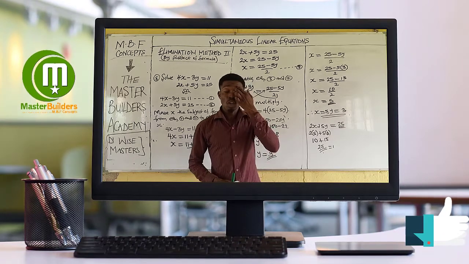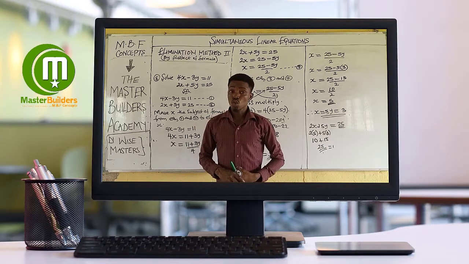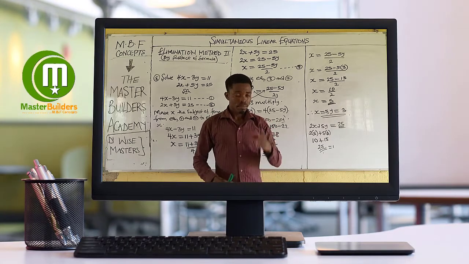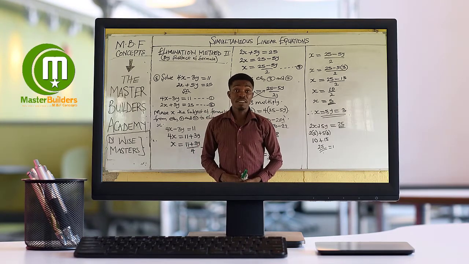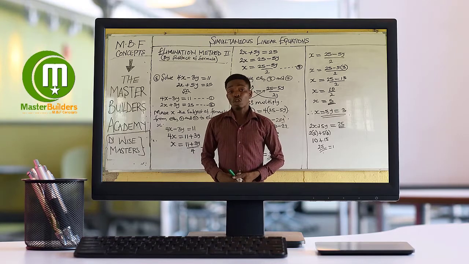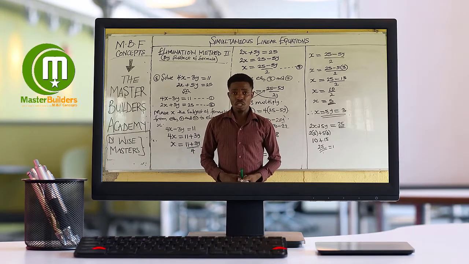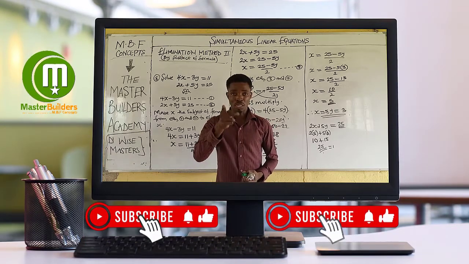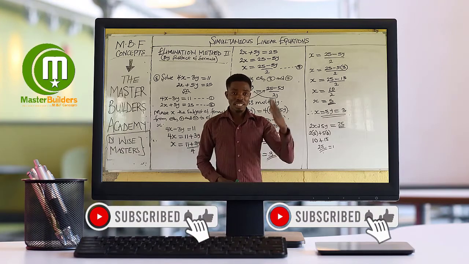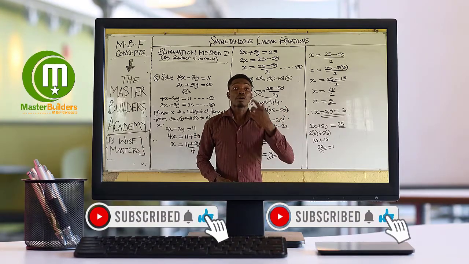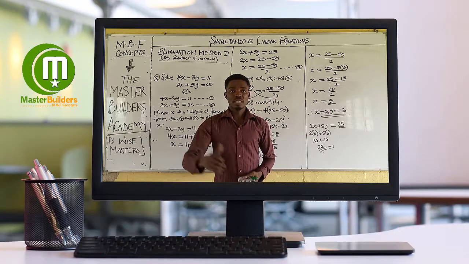The next video will be using the method of matrix to solve simultaneous equations. We know that matrix has two methods. We're going to be using method 1, which is the determinant method by Cramer's rule, and we're going to use method 2, which is the inverse method.